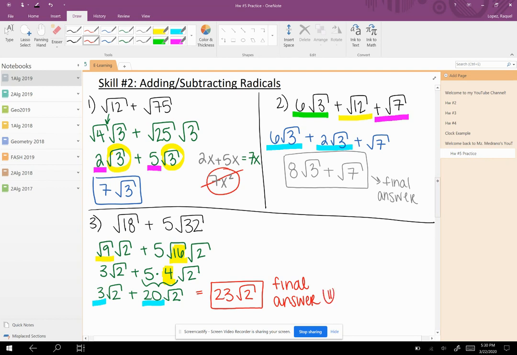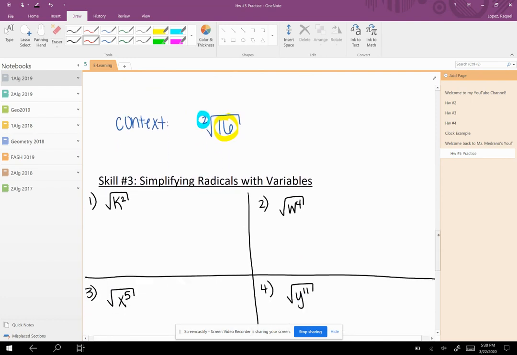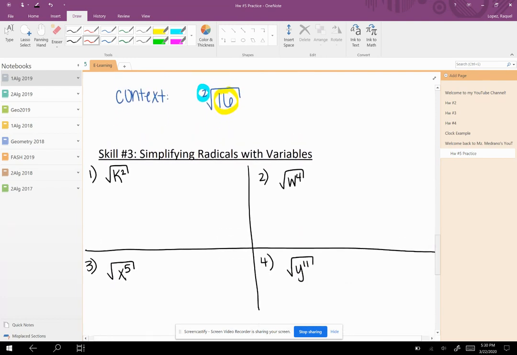Okie dokes. Let's go ahead and keep on trucking along to skill number 3. Before we start talking about skill number 3, let's give some context here. If we have something like the square root of 16, the number underneath there, like Miss Gilroy talked about, is called the radicand. There is another number here, and this number here is called your index. If we are just talking about the square root sign, the index here is 2.